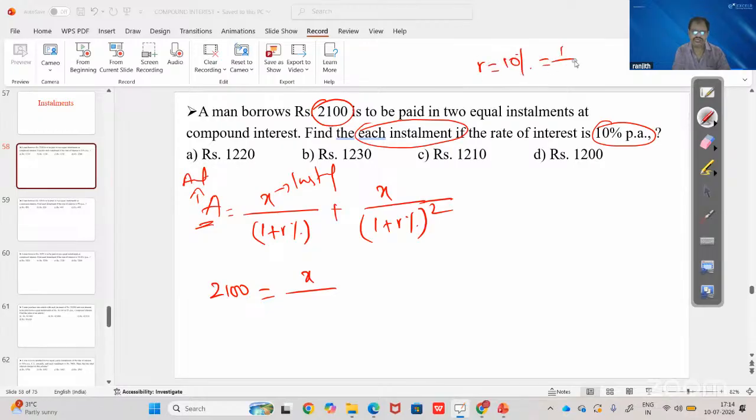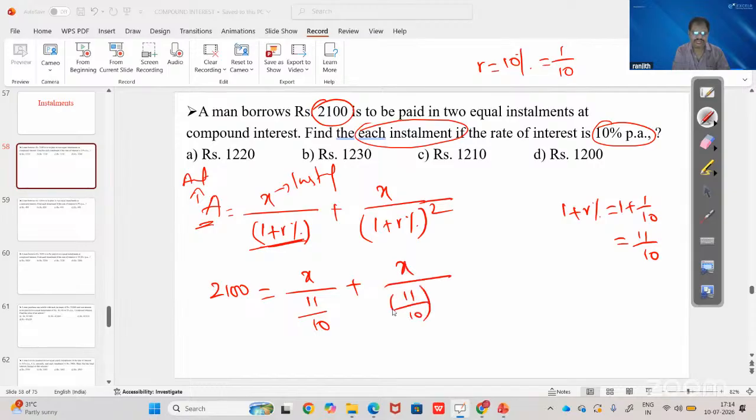10 percentage equal to 1 by 10. So 1 plus R percentage is 1 plus 1 by 10, which is nothing but 11 by 10. So x by 11 by 10 plus x by (11 by 10) whole square. In the next line, that will be equal to 10x by 11 plus 100x by 121, since 11 square is 121. In the denominator we have 11 and 121.